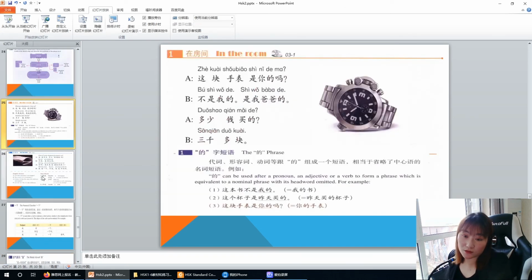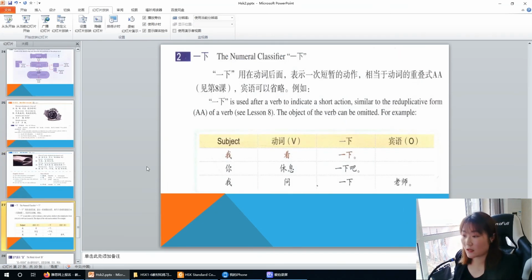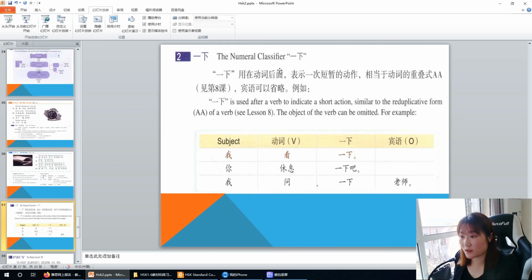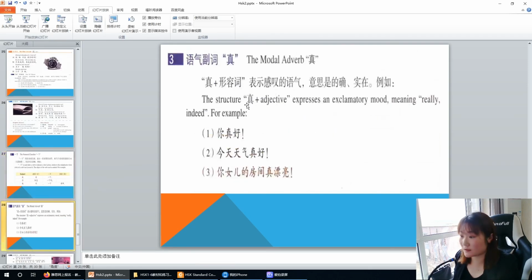So we learned how to describe something that belongs to you, right? We also learned how to express a short action and how to express your surprised mood, right?